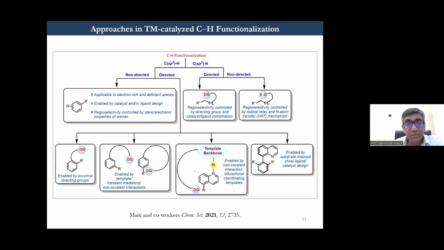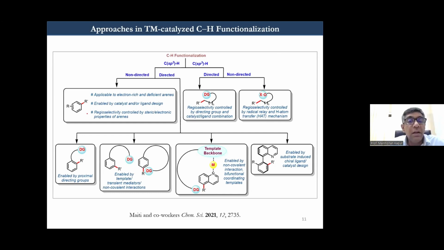There are a variety of approaches for transition metal catalyzed CH functionalization. You can have an sp3 CH functionalization where you can have directed or non-directed approaches. In the non-directed approaches, the regioselectivity essentially will be controlled by the radical relay and H atom transfer. Whereas in the directed mechanism, the regioselectivity will be controlled by a Lewis basic directing group, as well as the catalyst and ligand combination.